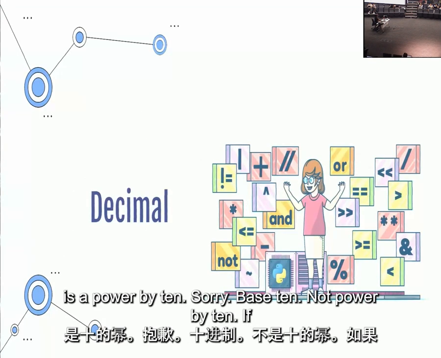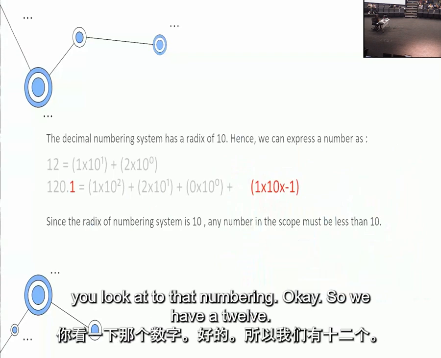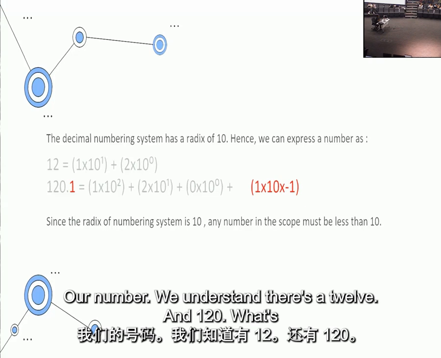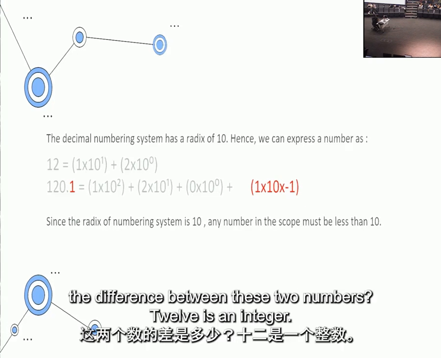Now we go to decimal. Look at the decimal. Decimal is base 10, not power by 10. If you look at that numbering, we have a 12. 12 is decimal. Our number, we understand there's a 12.